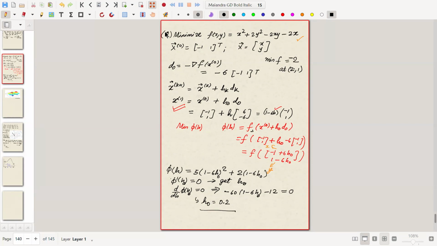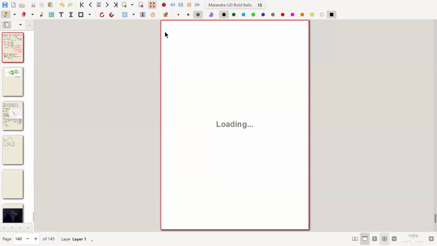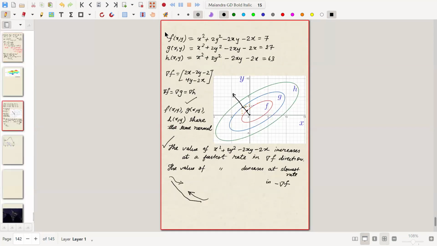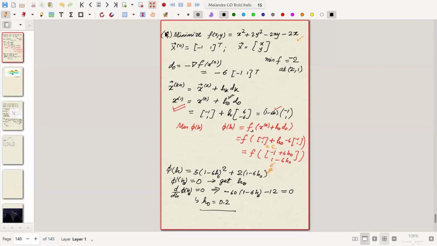Where will you put it in? Here, because we did not know h naught. Therefore, we found h naught, right? We found h naught, and where will we put it to find x1? D naught was already known, x naught already known, h naught was not known to you. And we found h naught. So can we find x1 now?